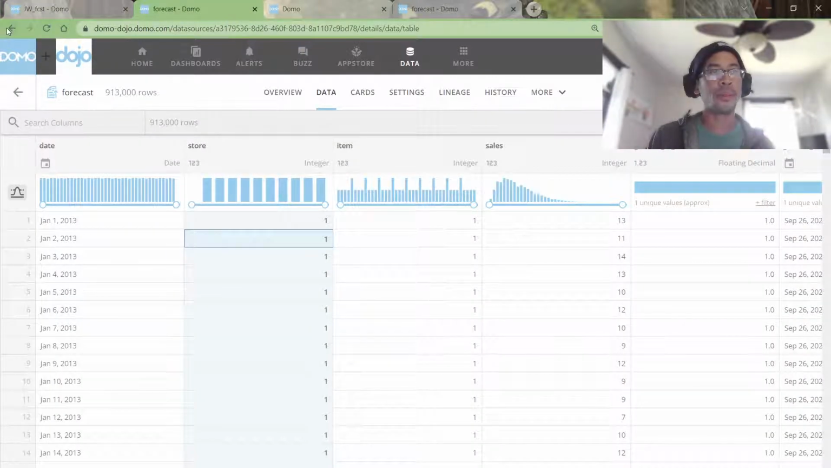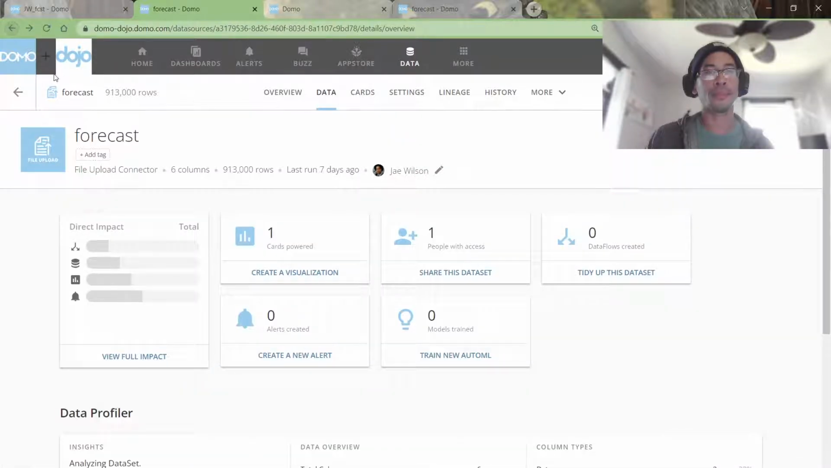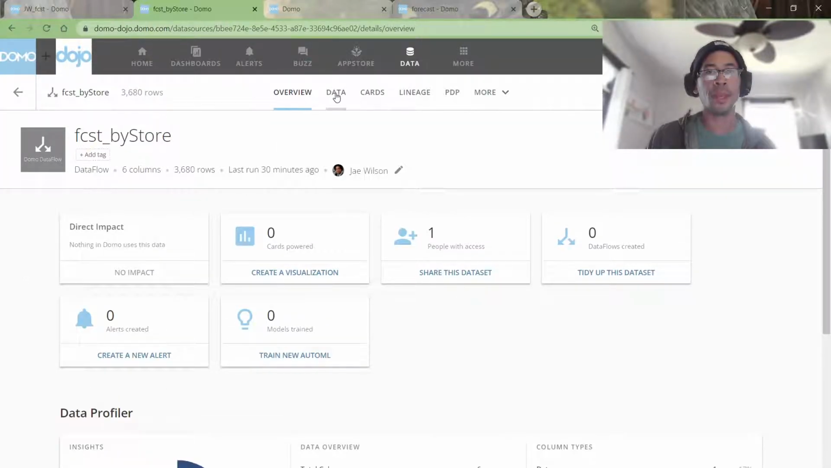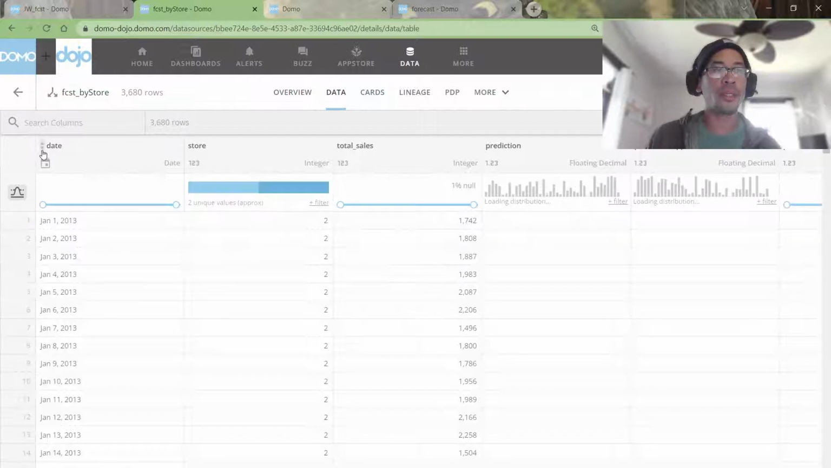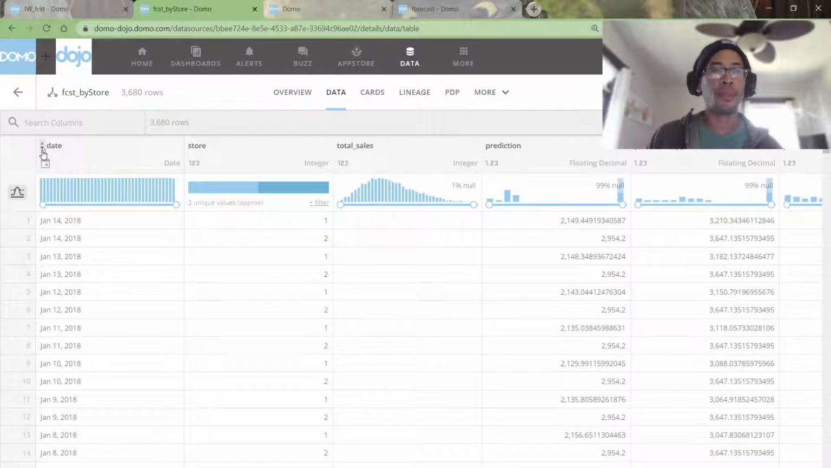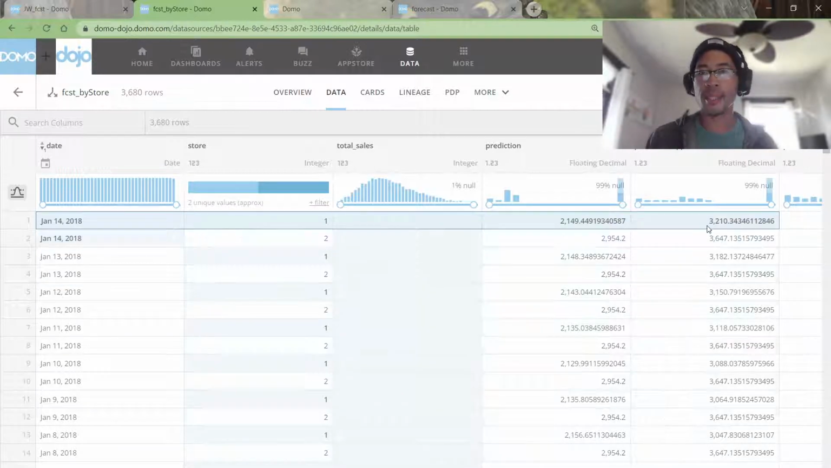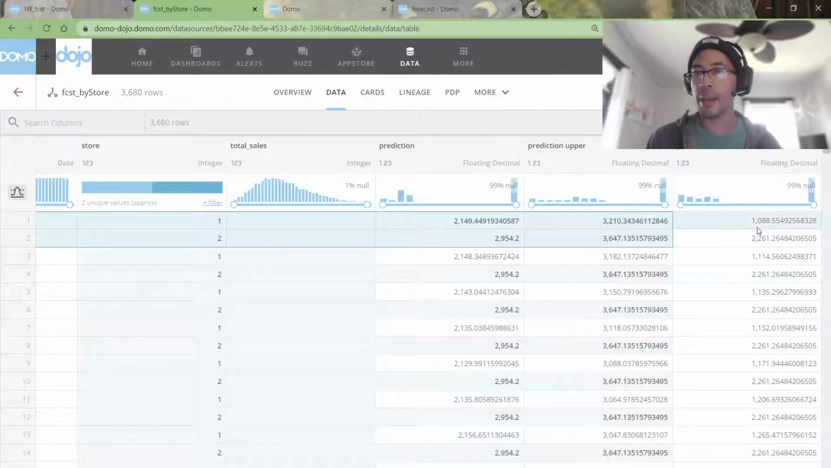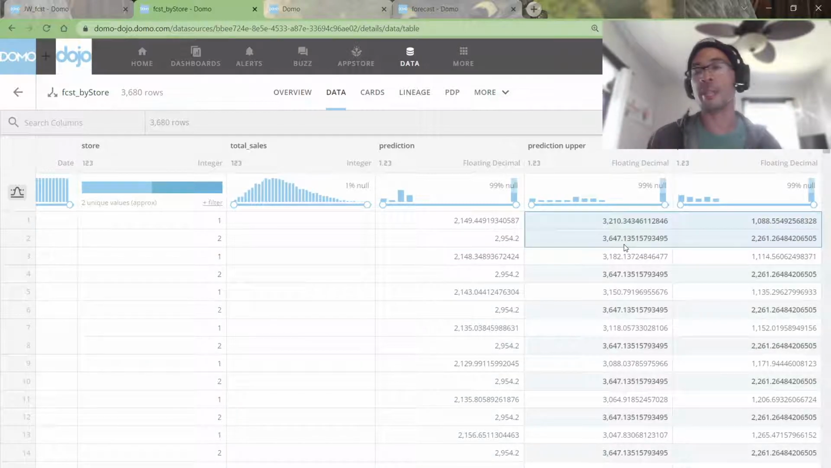All right, so what does that look like in my output? Again, I'm not joining on to the actuals, but here I can see, hey, I've generated a forecast for store 1. I've generated a forecast for store 2. They are different models. They have different upper and lower prediction bands because I expect these stores to behave in a different way.